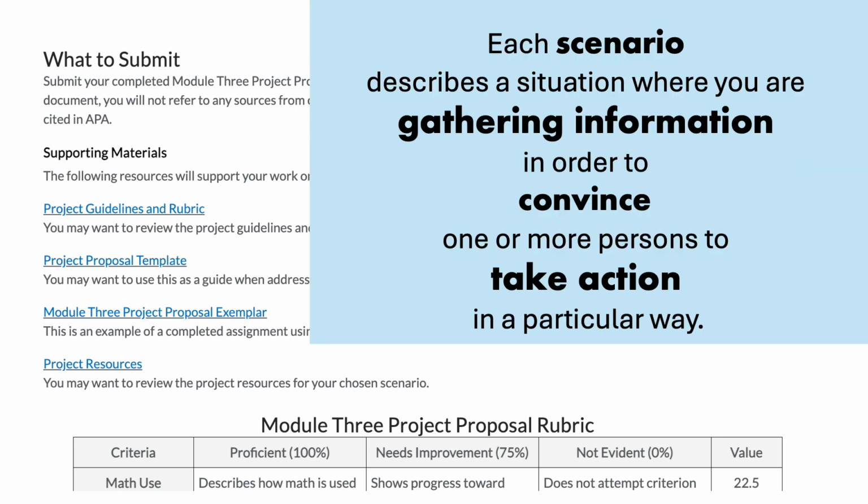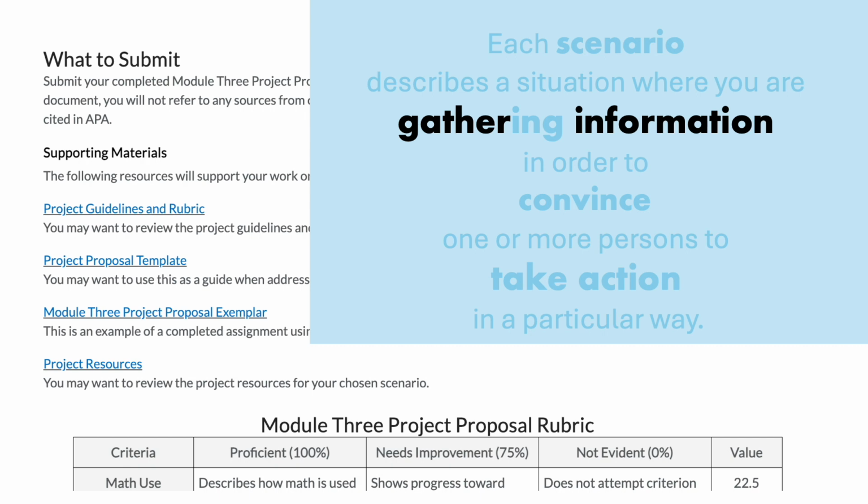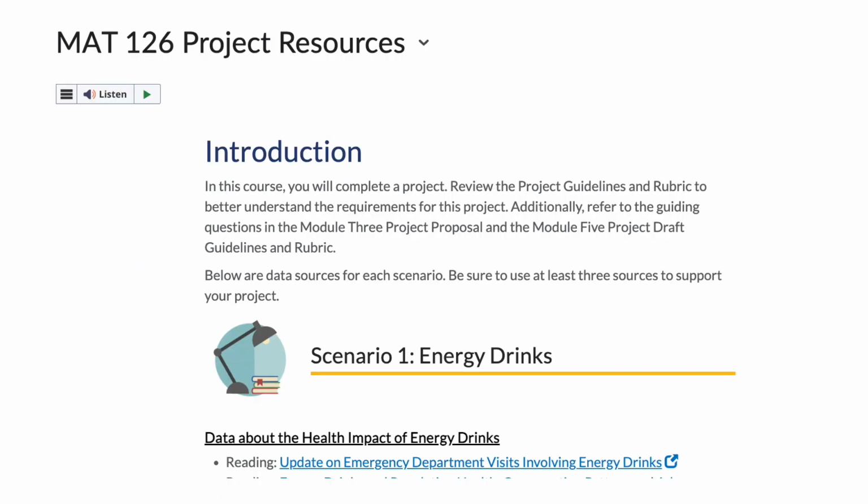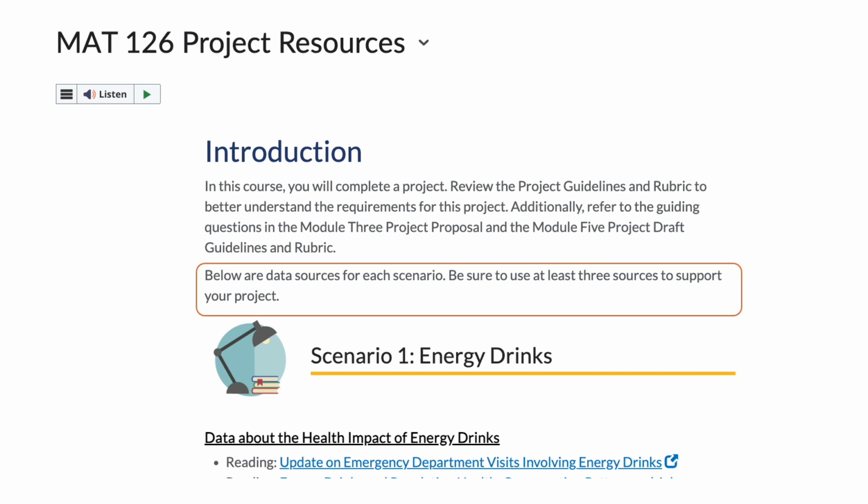As I said earlier, each scenario requires you to gather information in order to convince people to take action in a particular way. So to gather information, you will rely on the sources available on the project resources page. The last blue hyperlink you see here is the link to the project resources page. Click it and it will take you to a page that looks like this. Notice that this page reminds you that you must use at least 3 sources to support your project.